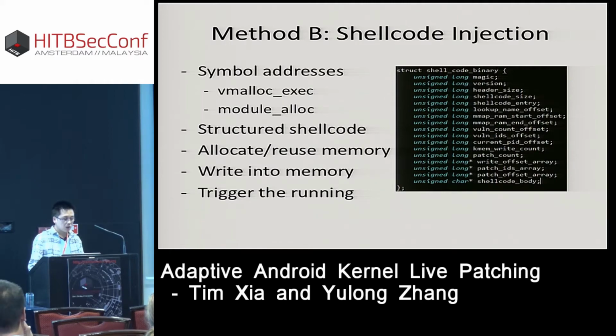We put our shellcode into a very specific structure, so we know where to load the right shellcode to fix their vulnerabilities. We also need to allocate memory or reuse some memory. We'll talk about that later. And we can use a memory device to write the patch, which is the shellcode, into memory. Then we trigger the code running from user space.